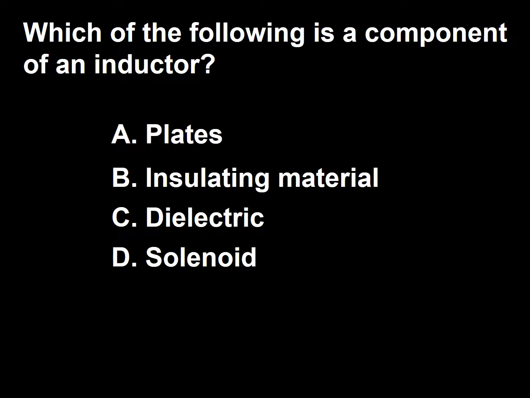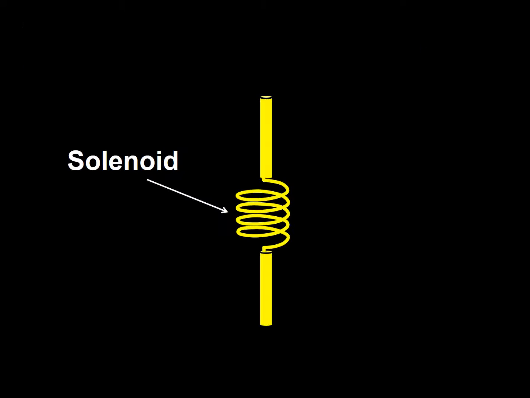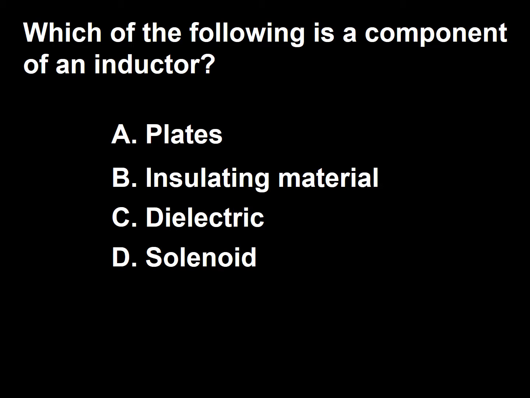Which of the following is a component of an inductor? A. Plates, B. Insulating material, C. Dielectric, D. Solenoid. An inductor consists of a continuous coil wire called a solenoid. So the answer to this question is D. Solenoid.